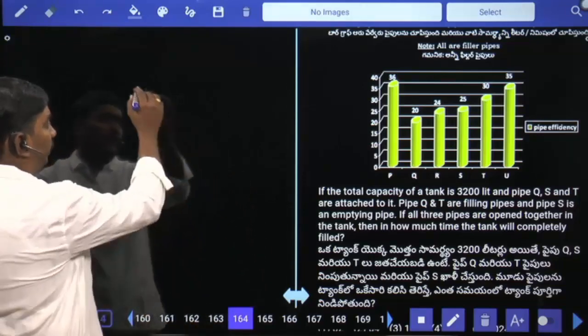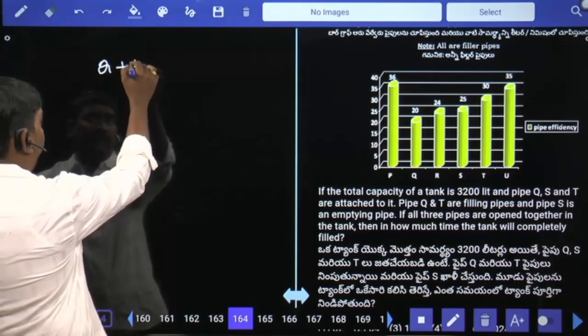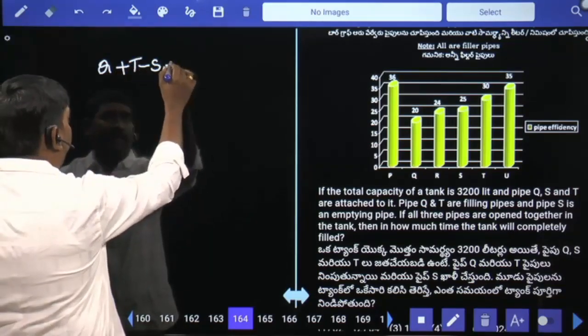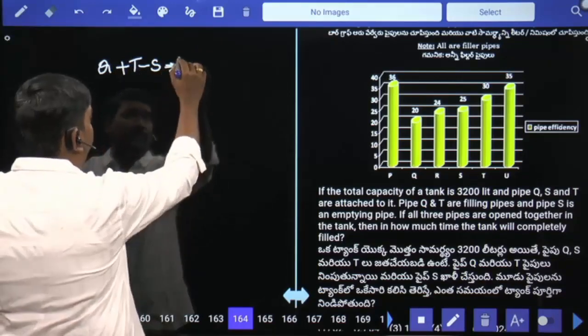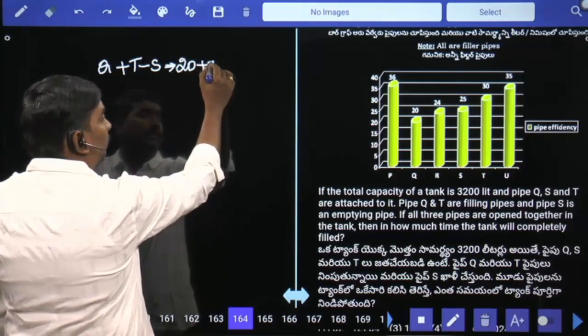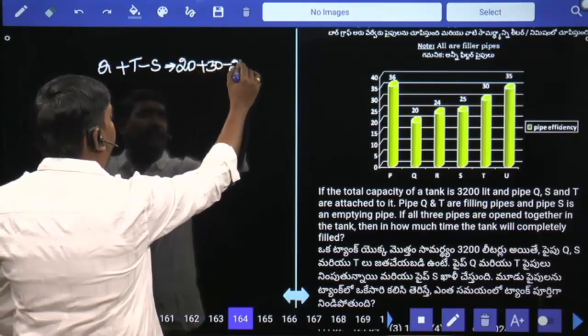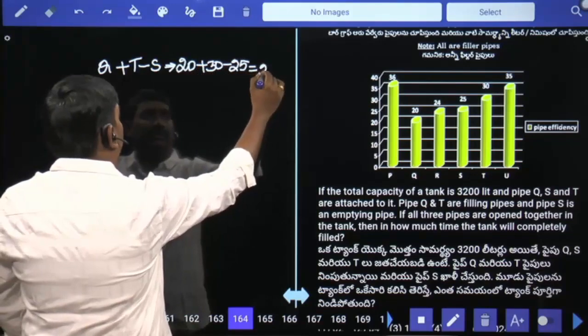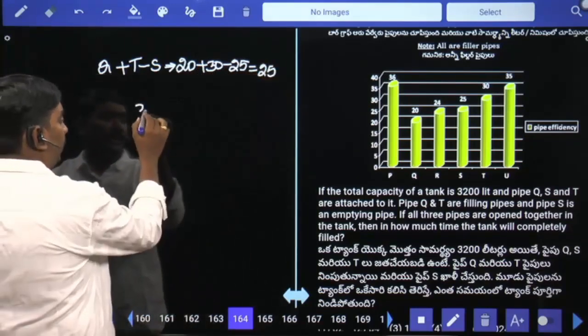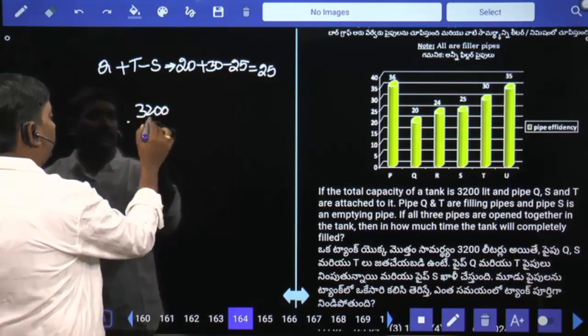Q and T are filling pipes, and S is an emptying pipe. Q fills 20 liters, T fills 30 liters, whereas S can empty 25 liters. All three pipes together can fill 25 liters in 1 minute. Then the tank capacity is 3200 liters, in how much time?